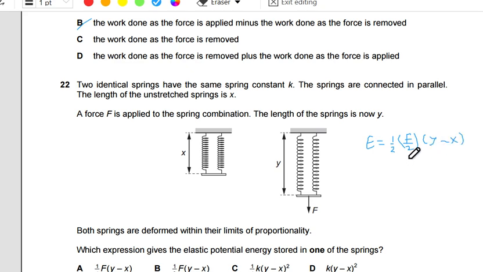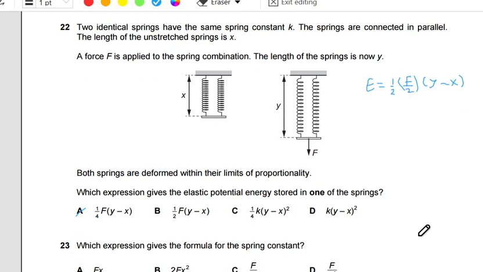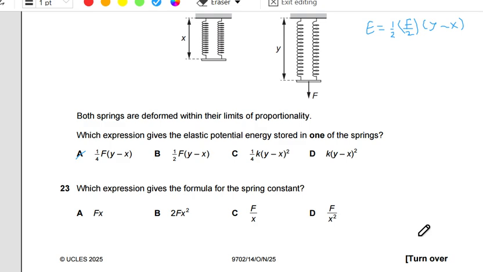So if we look at the choices, certainly we can choose A, which is 1 over 4 y minus x. Formula for spring constant, F divided by x.